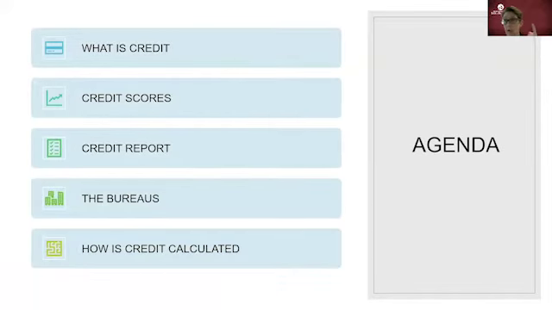Agenda. What is credit? What are credit scores? What is a credit report? What are the bureaus? How is it calculated, right? Also, I wanted to mention that if you have any questions about these things, please feel free to contact the Maze Center or Money Coach. Money Coaches are at the Maze Center, and ask away. I'm happy to help.